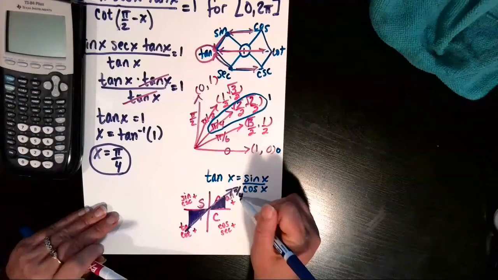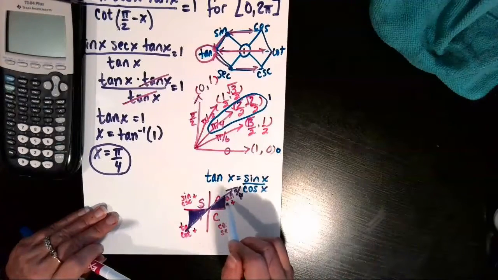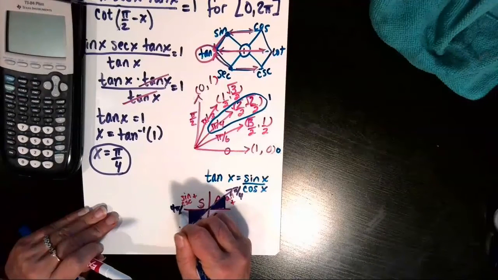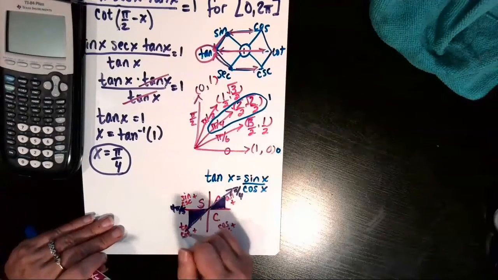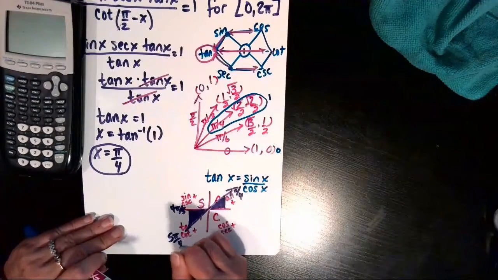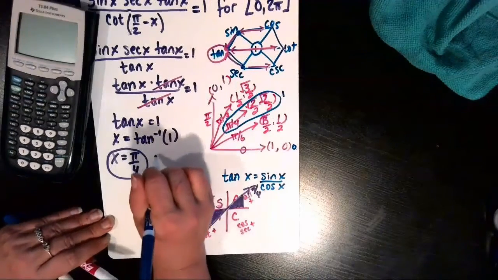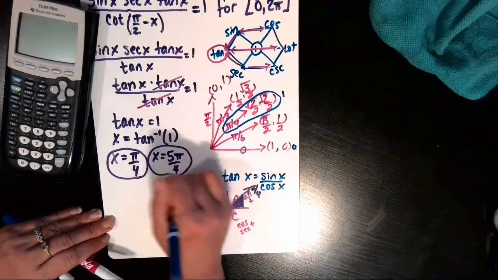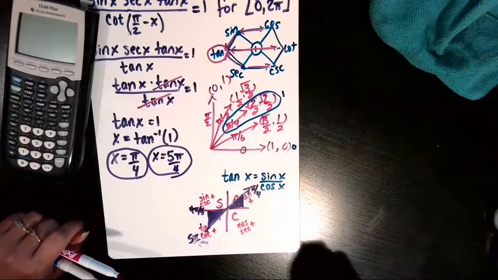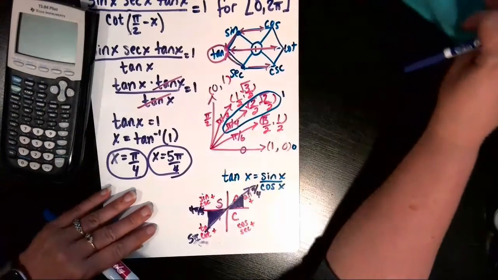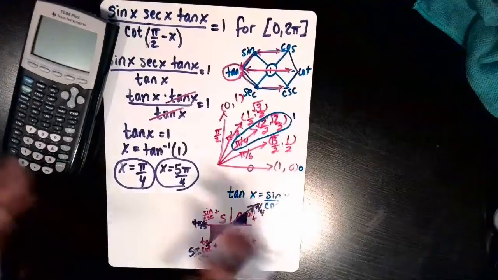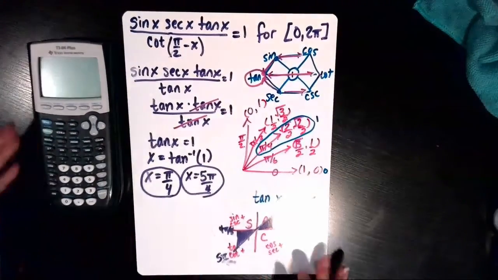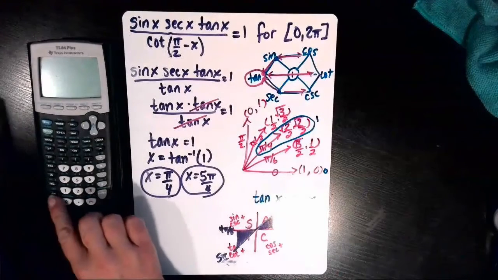So if this is pi over 4 as my reference angle, halfway around the circle would be 4 pi over 4. And then another pi over 4 from there would be 5 pi over 4. So x is equal to 5 pi over 4 would be a second solution to this trig equation. So we're going to go ahead now in the graphing calculator and check that those answers do in fact work.